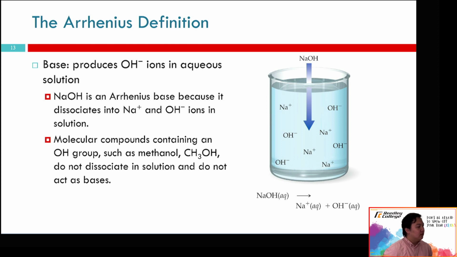Our bases, on the other hand. We talked about our acids and the Arrhenius definition. Bases produce OH- ions, hydroxide ions, in aqueous solution. So sodium hydroxide is an Arrhenius base because it dissociates into sodium and hydroxide ions in the solution. Molecular compounds containing an OH group, such as methanol, do not dissociate and do not act as bases.